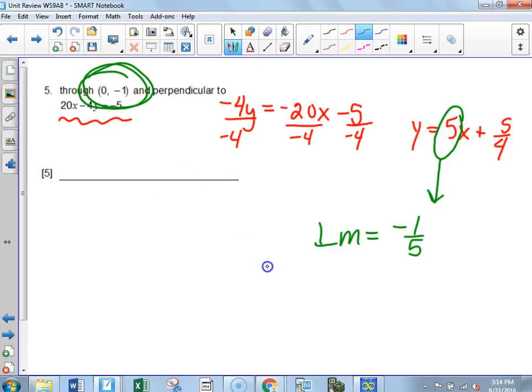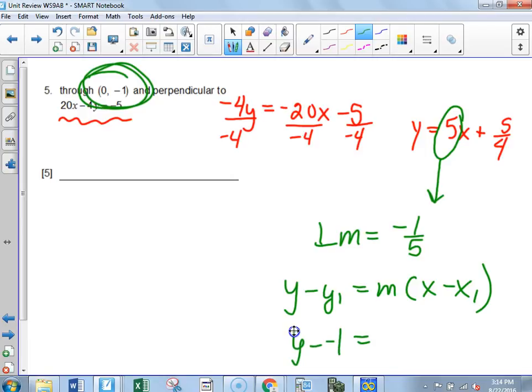I would have used this point. So I would have said y minus -1 equals -1/5 x minus 0. But this is actually the y-intercept, because over 0 and down. So it's actually just y equals -1/5 x minus 1, which is what you should get when you fiddle around with this down here. Okay? Good job.